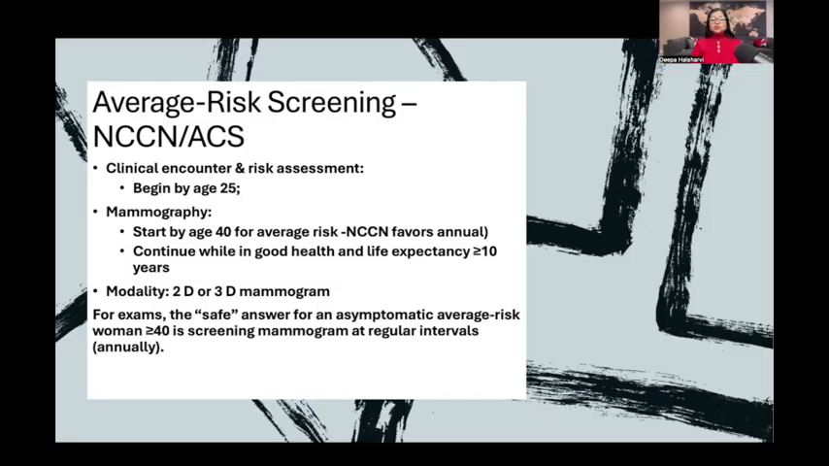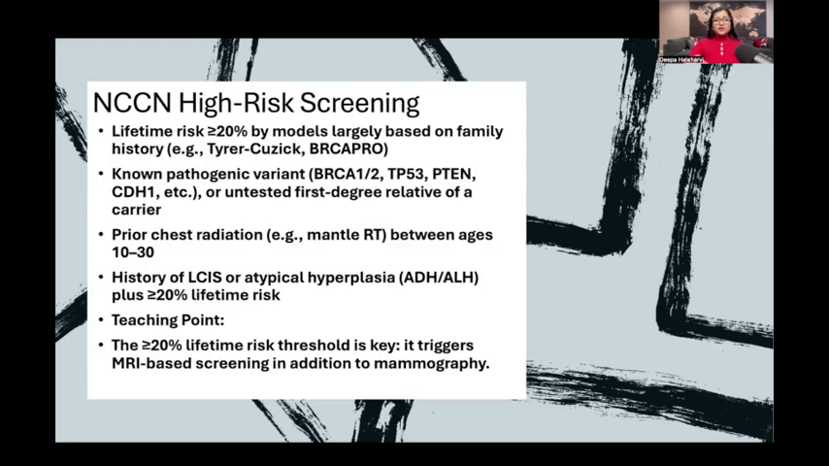And for the modalities, you could do 2D or 3D mammography. And the safe answer for asymptomatic average-risk women is to get a mammogram every year after age 40.